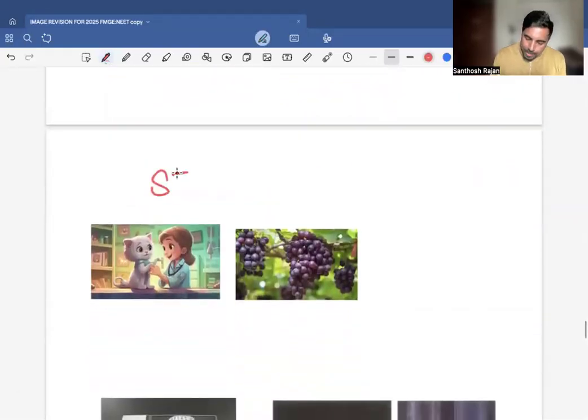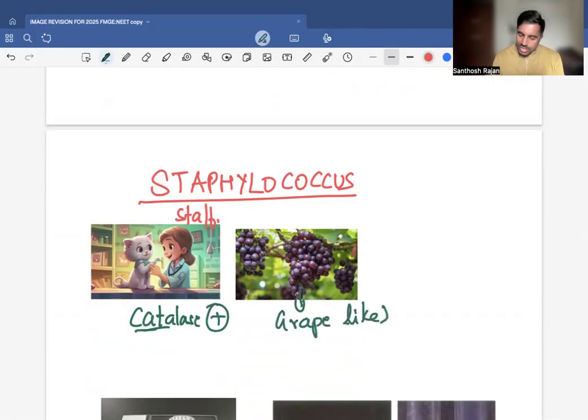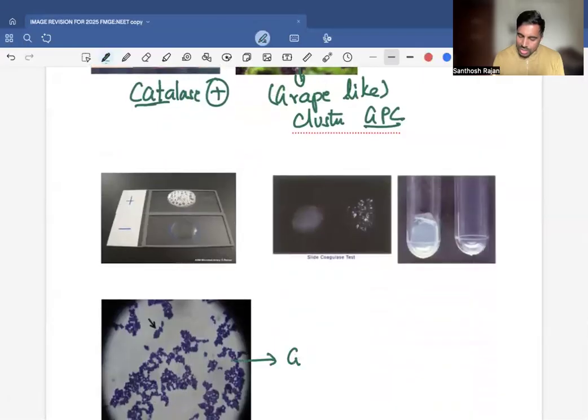This is Staphylococcus. Whenever I say Staphylococcus, remember a staff. A staff has two important things. One, catalase positive. Very, very important. Second, grape-like clusters. Remember, grape-like clusters. Gram-positive cocci, GPC. This is how they look. So this is gram-positive cocci in clusters. This picture will come many times. They'll give you a case history and give that picture to identify, so don't make any mistake in that question.